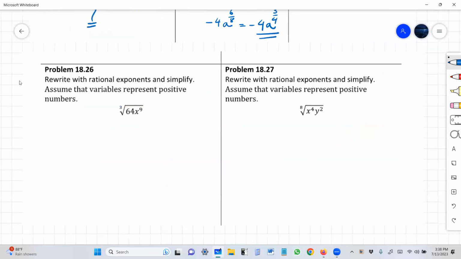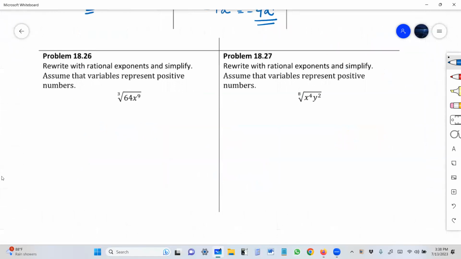All right, so let's take a look at the last two problems right here. These are probably more important, and we're going to see them in the next section. So the question is asking us, rewrite with rational exponents and simplify. So sometimes, like I said before, it will be possible to simplify. Sometimes it won't. I guess in these two cases, it will be possible. So remember what we did before. When we have something like this, it is more convenient to break the problem into parts. So I have cube root of 64 and then cube root of x to the 9.